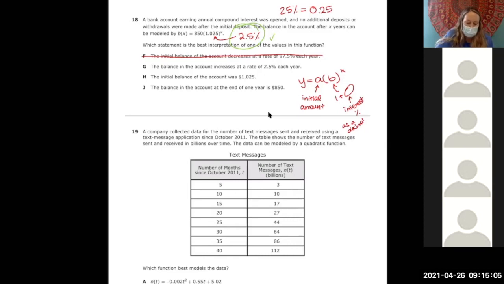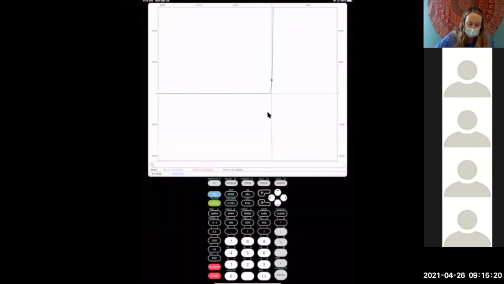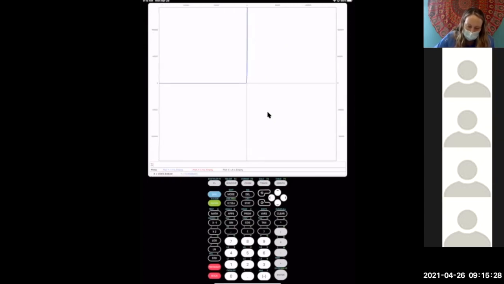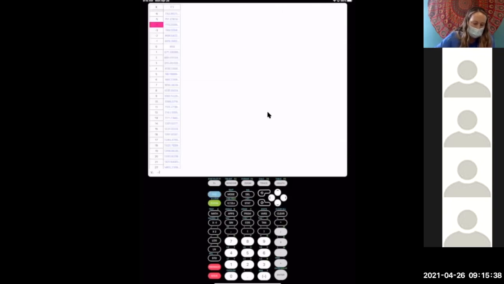Let's read the next one. The initial balance of the account was $1,025. Now, the initial amount is the number in front, and you could also look at the graph to see what the initial amount is, and the initial amount would be at 0. So at 0, you would want to see what this point is. And that point is actually at 850. So if you look at the table, you can see too, second graph at 0, it's 850. Okay.